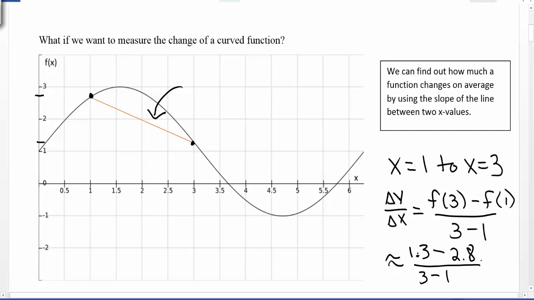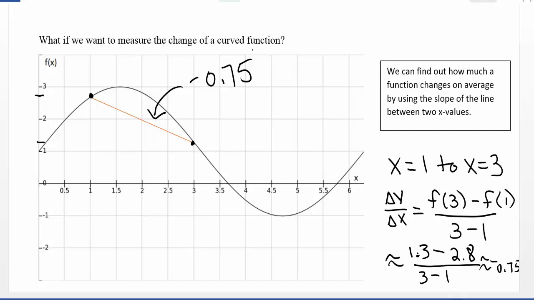So when I crunch this number in my calculator, I put that all in, and I get approximately negative 0.75. So negative 0.75 is the approximate slope of this line, which tells me that on average, my function changes by negative 0.75 in the y direction for every 1 unit that I move in the x direction.